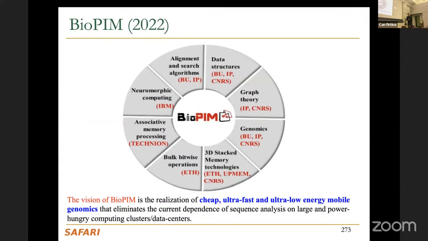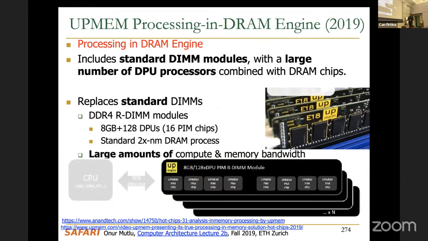We are also part of a funded project called BioPIM. This is a collaboration of many institutes and also many companies, including IBM, several institutes in France, ETH, also in Israel, Turkey, and so on. This is to come up with these algorithms and also the PIM design so that we can achieve the dream that I showed you earlier, where we can come up with a single embedded design that can analyze the genomic data efficiently and accurately. And there is already commercially available processing-in-DRAM modules. You can literally buy them off the shelf and hopefully use them to perform your computations.